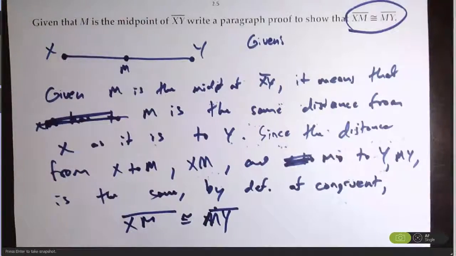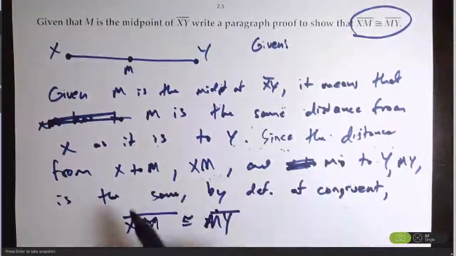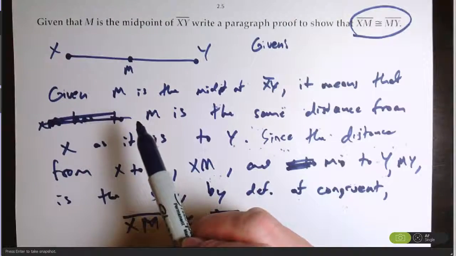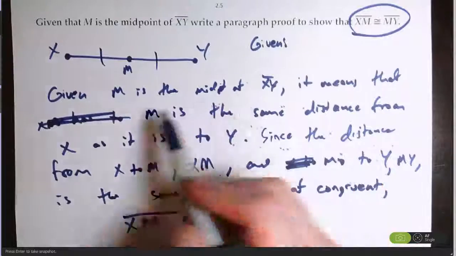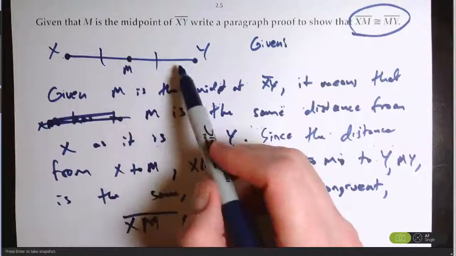Okay. So again, I know this is terribly sloppy. I would normally type it up, but all the notation stuff's kind of in the way. And in class, I'll make it look prettier and neater. But the key is, since M is the midpoint, it means it's equidistant from X and Y, which means the length XM is the same as the distance MY.